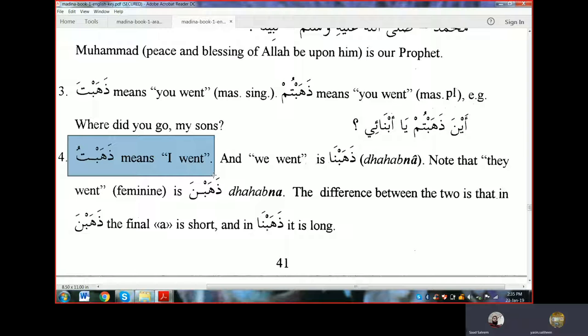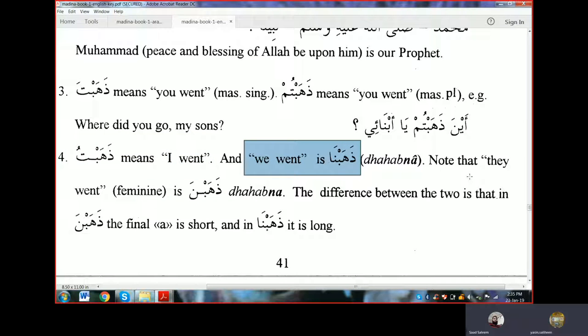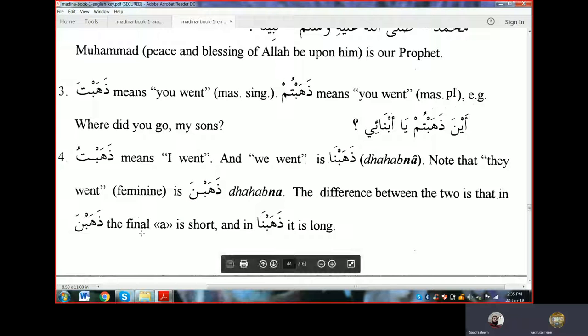Dhahabtu means I went, and we went is dhahabna. Note that they went, feminine, is dhahabna. The difference between the two is that in one, the final a is short, a fatha, and in the other, it is long.